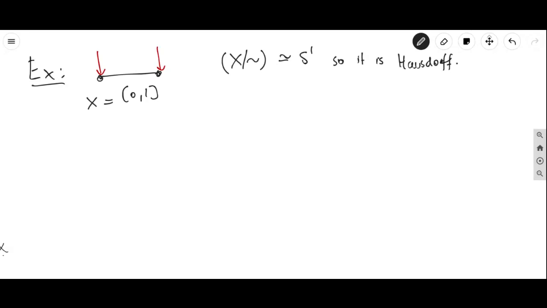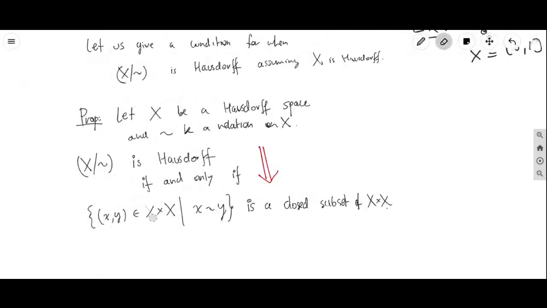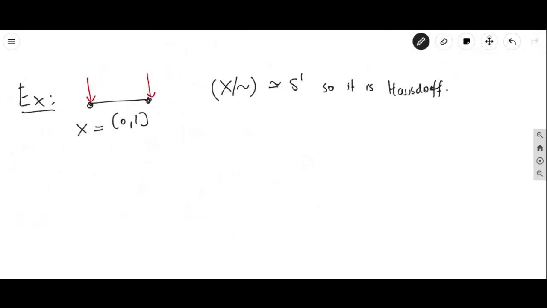So it's a Hausdorff space because the circle, the one-dimensional sphere, is a Hausdorff space. But let's check this condition. Let's draw the product space and find where all of the points are related to each other. If we take the product space, that will give us the unit square.